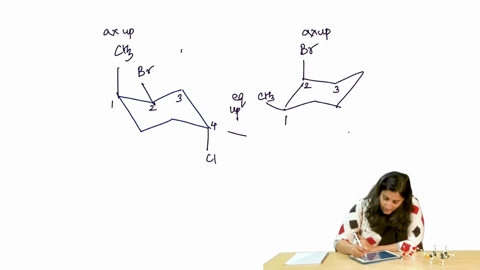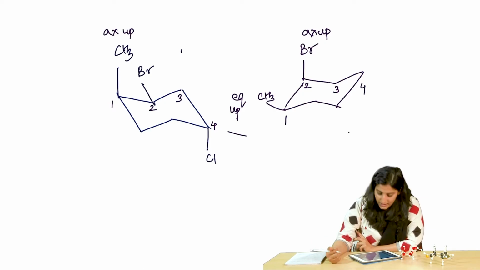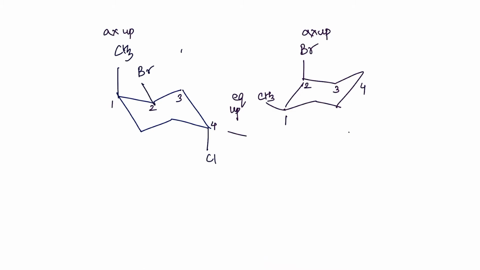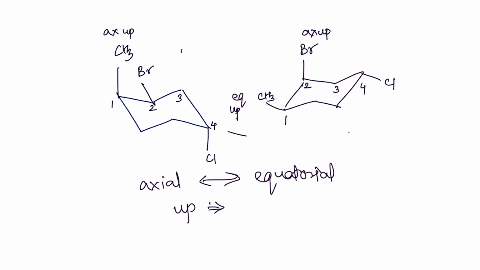On carbon number 4 you have an axial down. So, as this chair interconverts and the leg becomes the head, the axial down chlorine will become equatorial down chlorine. So, as the chair interconverts, axial interconverts with equatorial, but up will remain up and down will remain down. So, that is something you always want to remember.